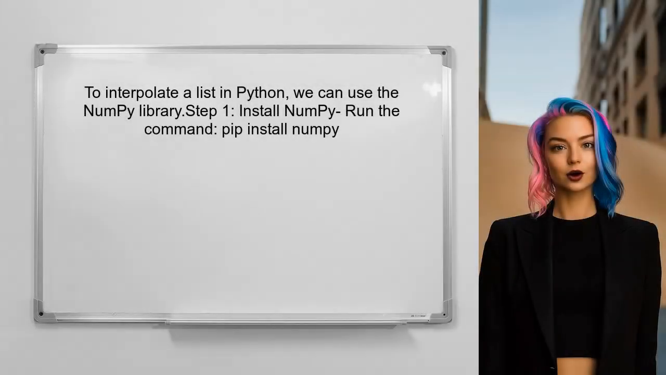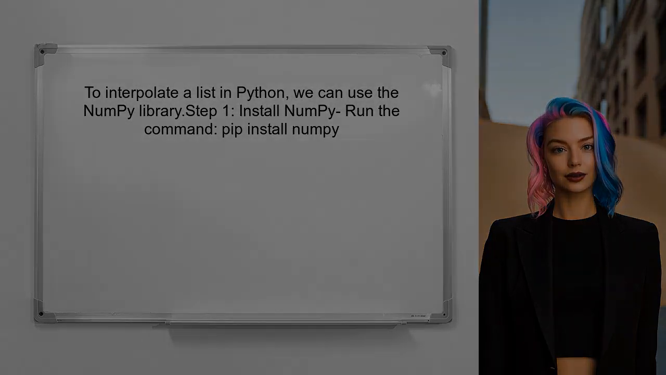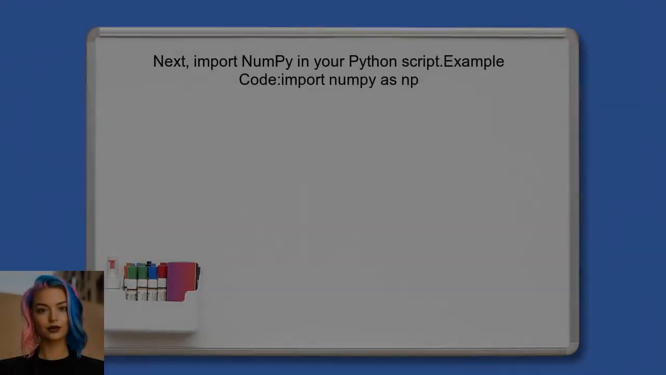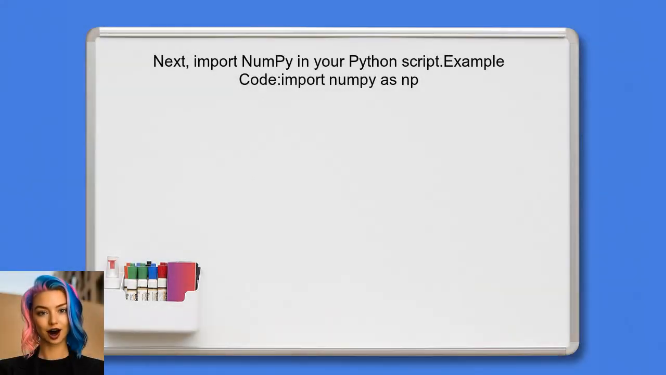To interpolate a list in Python, the user can utilize the NumPy library, which provides powerful tools for numerical operations. First, the user needs to install NumPy if they haven't already. Next, the user should import NumPy in their Python script. This will allow them to access the interpolation functions provided by the library.